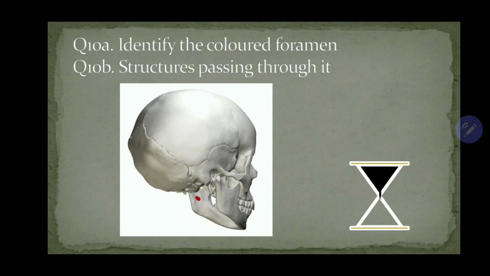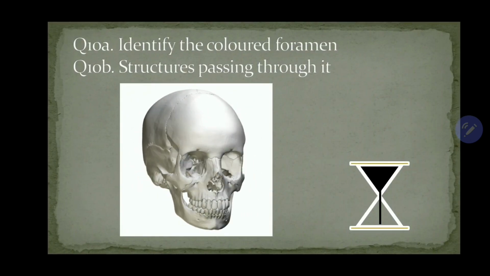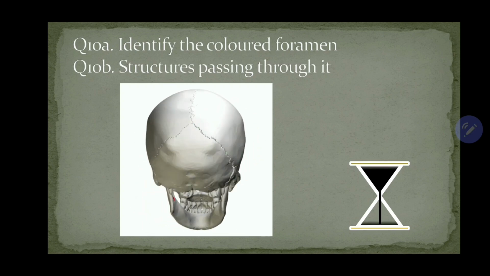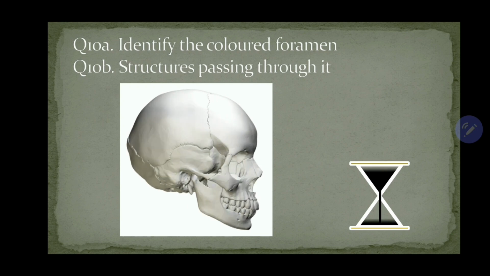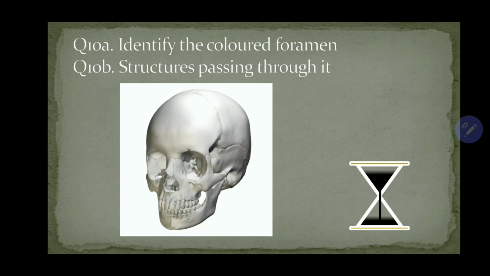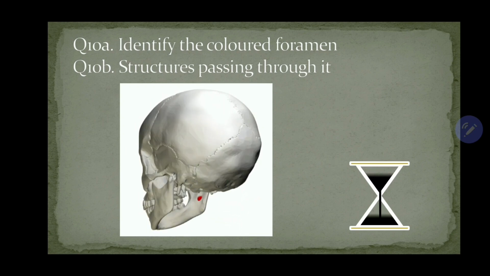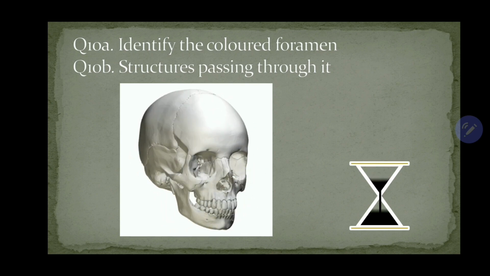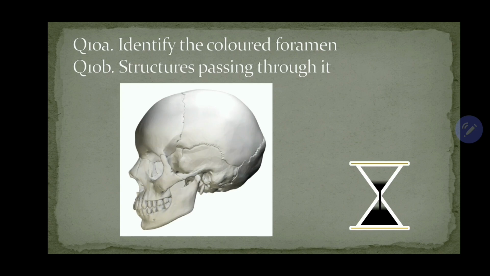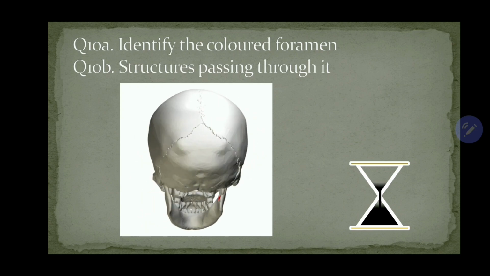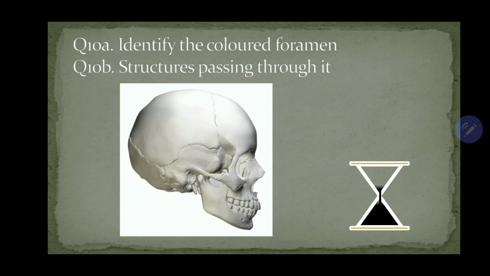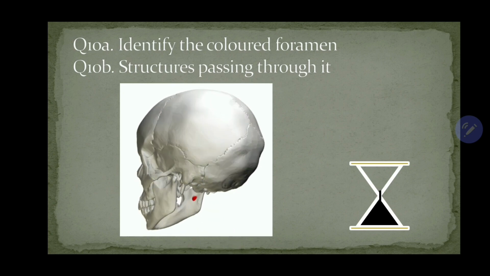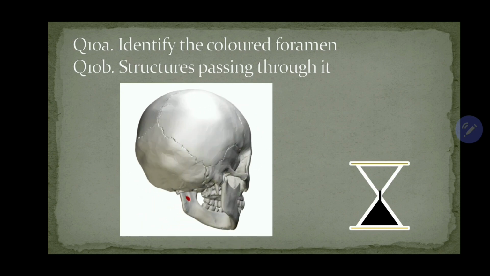Okay, the colored foramen you have seen is the mandibular foramen, which is present on the inner surface of the ramus of the mandible. Here you can see, and through this foramen, the inferior alveolar nerve and vessels pass through in the mandibular canal, and it provides innervation to all the teeth of the lower jaw, and this nerve emerges out through the mental foramen to supply the skin here on the lips and the chin and all the gingiva over the incisors.